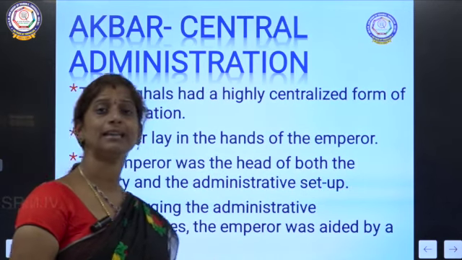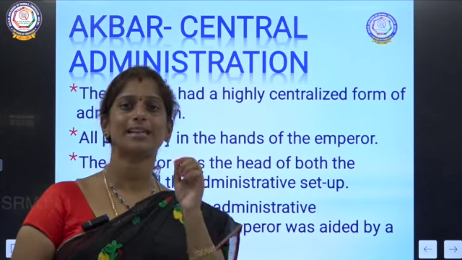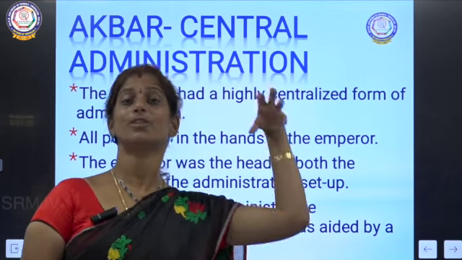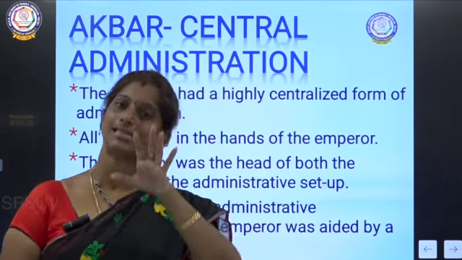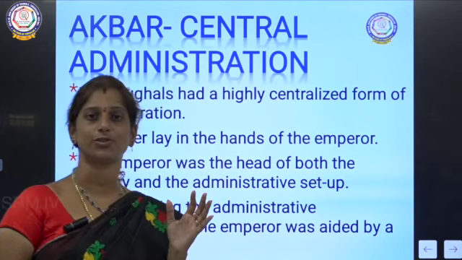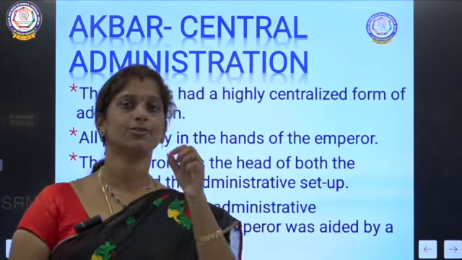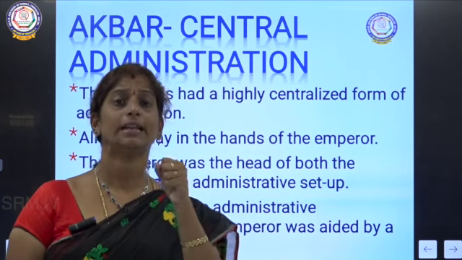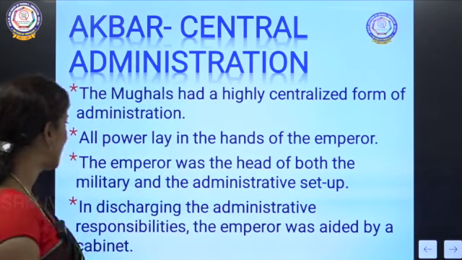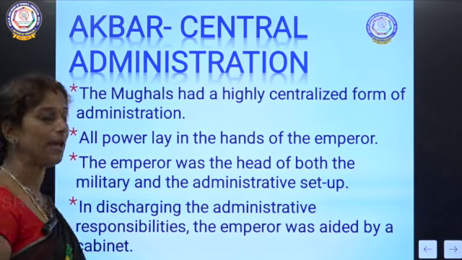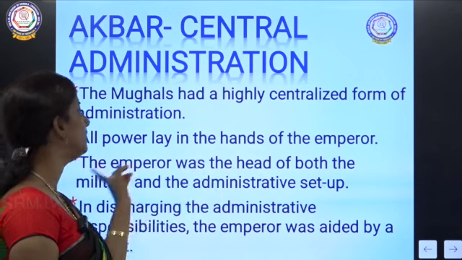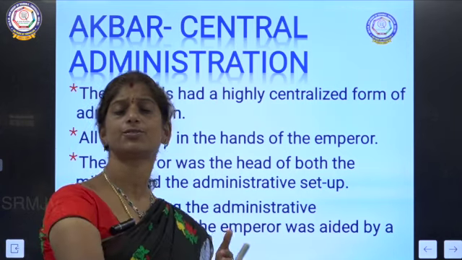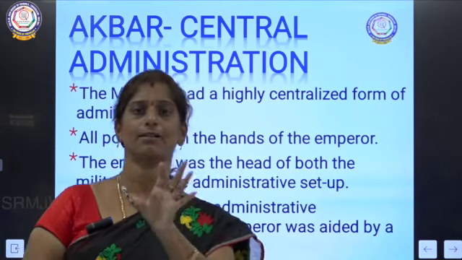So the Mughals had a highly centralized form of administration. Centralized form is nothing but, as we already know from the word central government, the government which has control over the entire country. In the same way, in the centralized form of administration, the empire would have spread throughout the country, but the entire control was with Akbar. All power lay in the hands of the emperor. The emperor was the head of both the military and administrative setup, so all the activities of the military or the administration were under the control of Akbar.